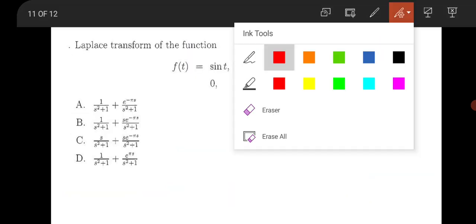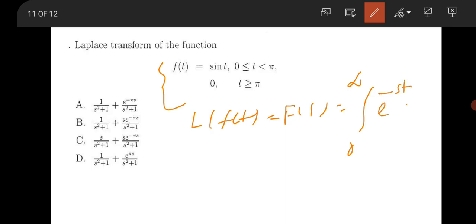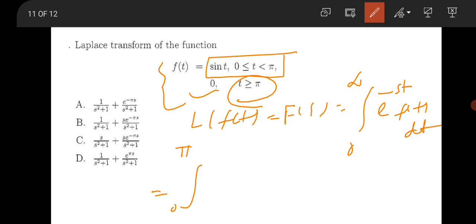So here is a mathematical question from Laplace transformation. What will be the Laplace transformation of this function? Generally you know the Laplace transformation of f of t is F of s, equal to the integration from 0 to infinity of e to the power minus st f of t dt. If you apply this, it will range from 0 to pi first, and for t greater than pi it is 0, so don't worry about this region. So I take the integral from 0 to pi. So here it will be sin t e to the power minus st dt.